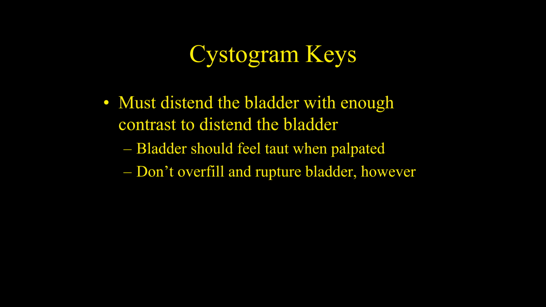The key with cystograms is kind of like when we talked about an upper GI study. You have to give enough barium solution in the stomach to do a proper upper GI study. So you have to inject enough barium to distend the stomach. Well, the same can be said for urinary bladders. You have to give enough contrast material into the bladder to blow the bladder up and distend it.